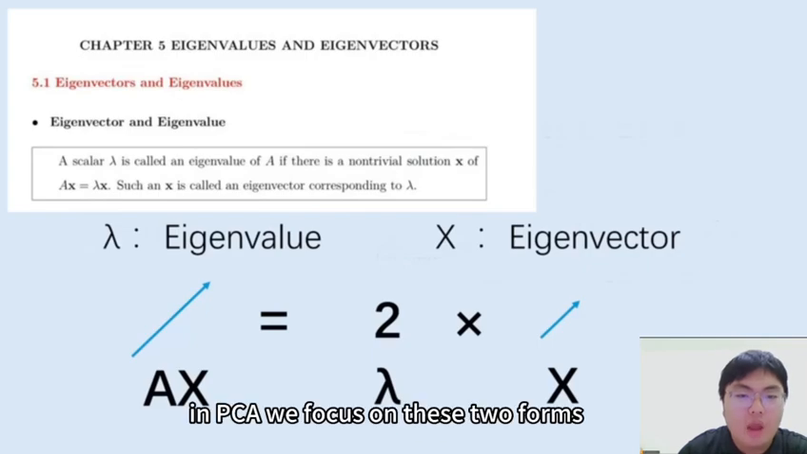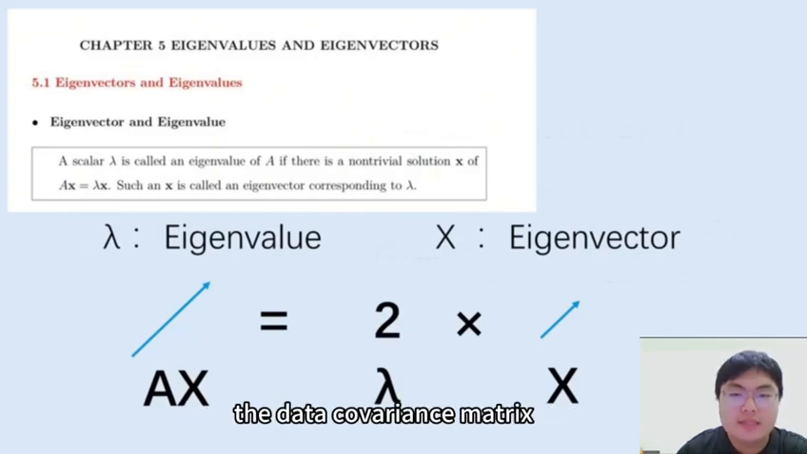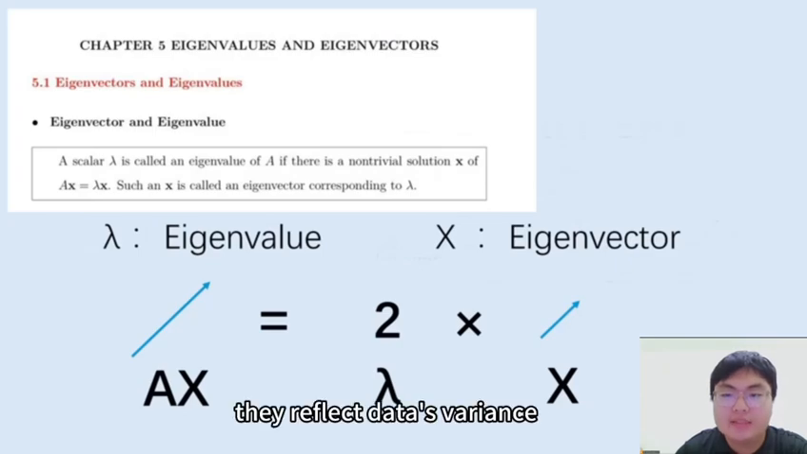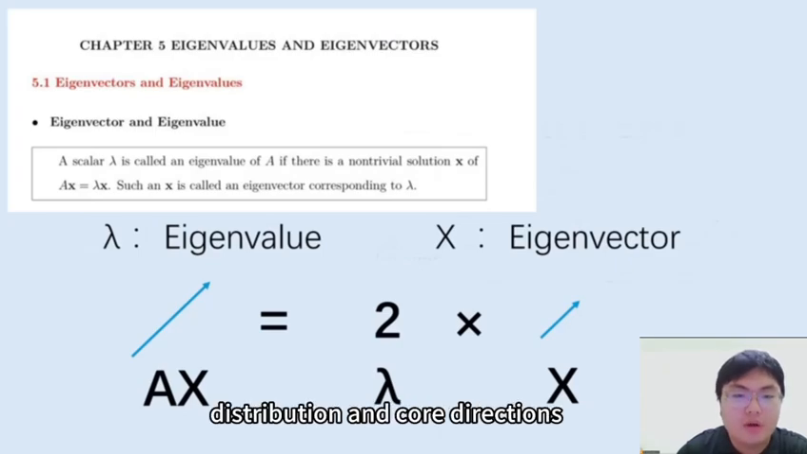In PCA, we focus on these two for the data covariance matrix. They reflect the data's variance description and co-directions.